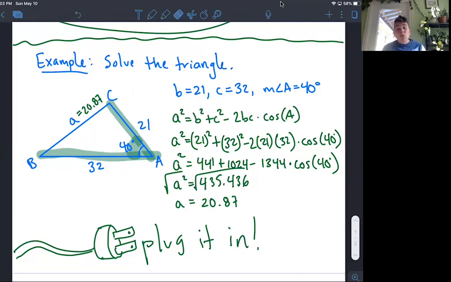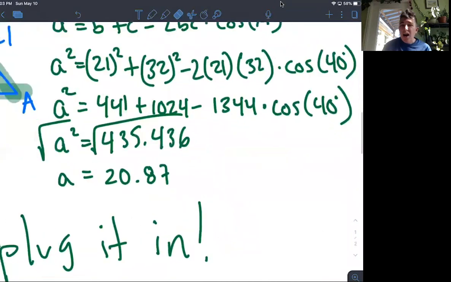Now, y'all, a couple of things I want to mention. First of all, for the sake of rounding, the hundredths place is usually pretty okay, especially if you're not rounding in the middle of the problem, if you're letting your calculator do all the rounding for you. So I'm cool with the hundredths place.